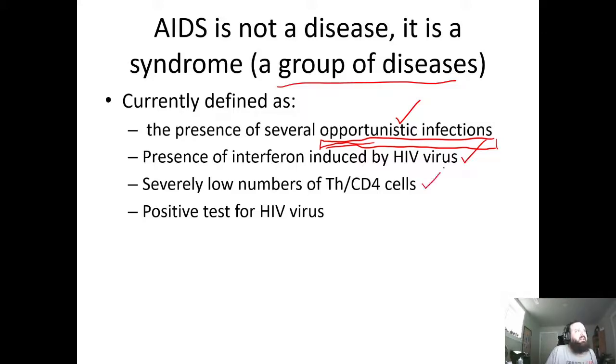We'd also expect to see very low numbers of helper T cells, and when we scan the blood of the patient, they should also test positive for HIV. So in order to have AIDS, you need to have all of these 4 things.